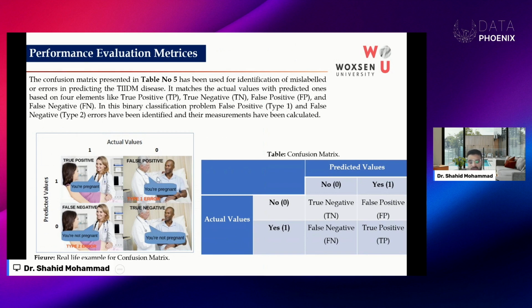Here, if we talk about this one, the actual value was zero, meaning this patient was not pregnant, but our model predicted pregnant. So these are nothing but true positive, true negative, false positive, and false negative cases. The confusion matrix is used to evaluate the performance of a machine learning model or a machine learning algorithm.